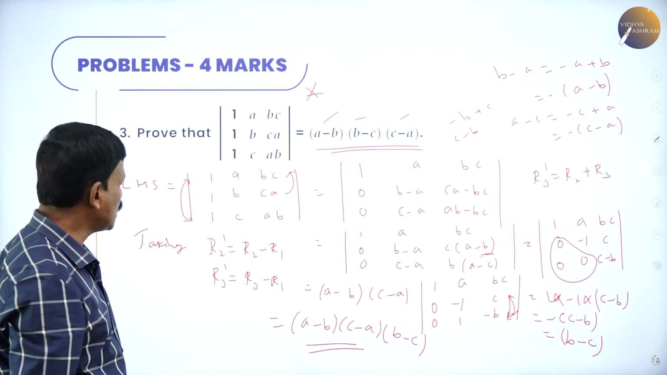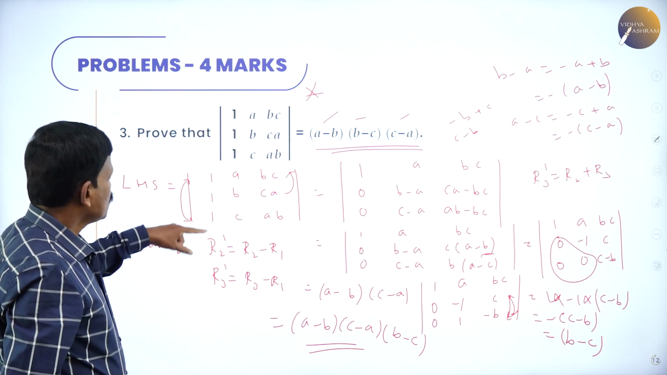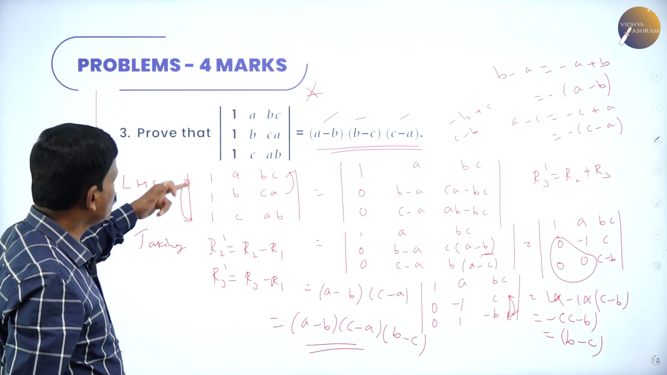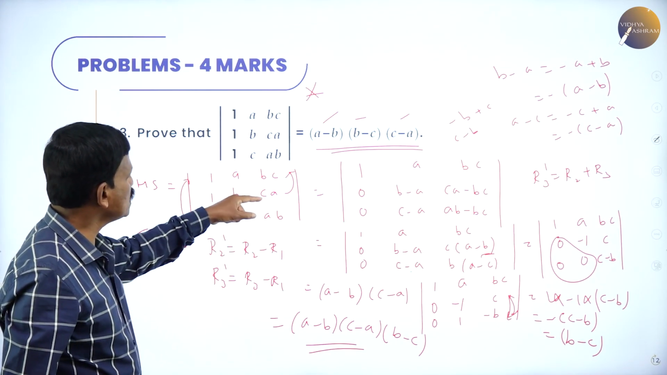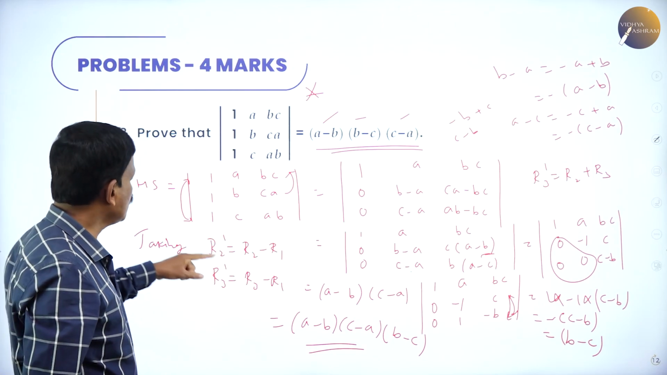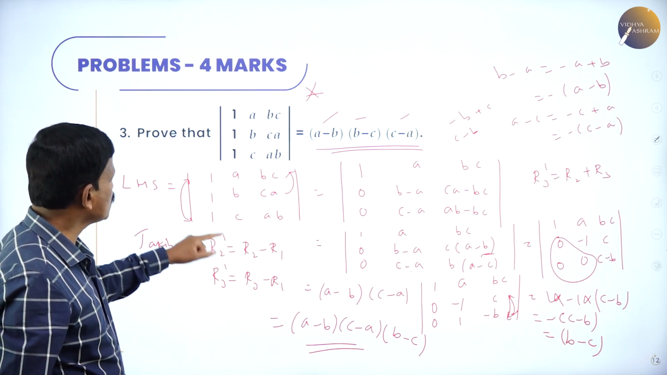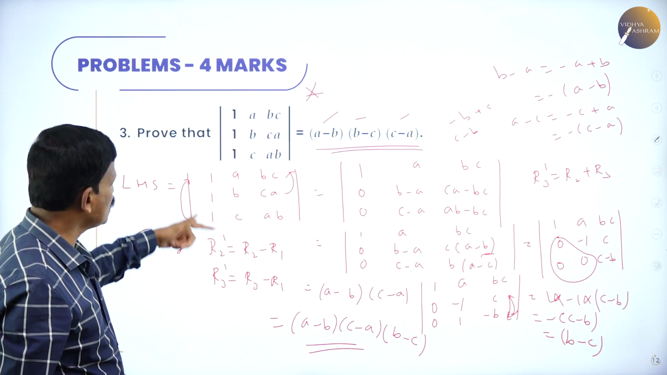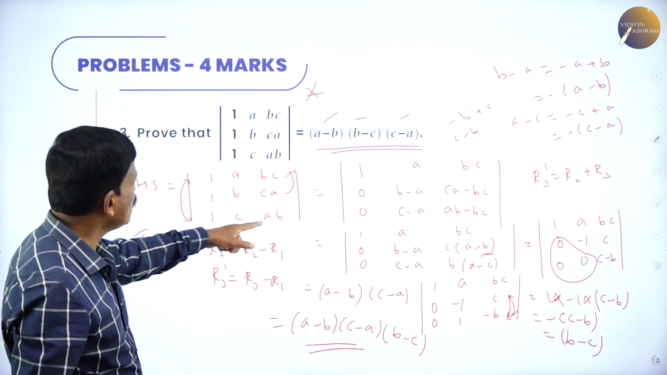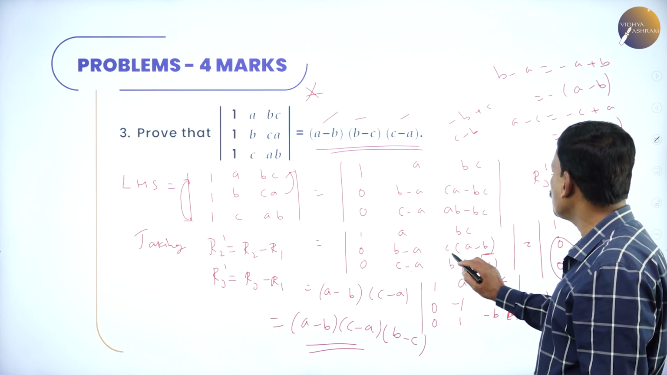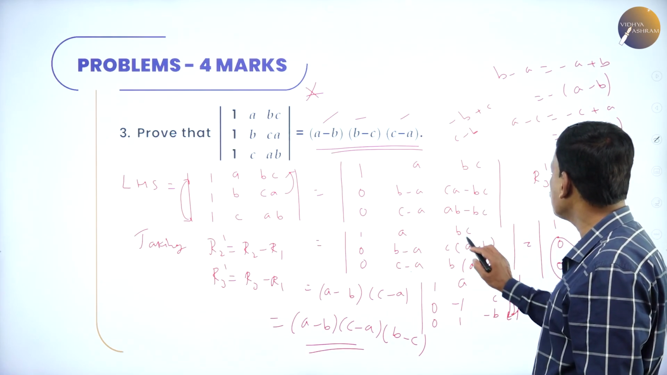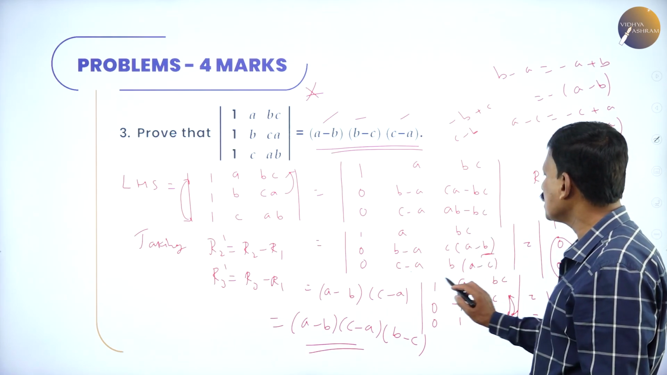Listen, I will explain once again. So subtract these two. R2 dash is equal to R2 minus R1. 1 minus 1 is 0. B minus A, C A minus BC. Again, R3 dash is equal to R3 minus R1. This minus this. 1 minus 1, 0. C minus A and AB minus BC. So here CA minus BC, you can remove C as the common factor, A minus B. Here B is the common factor, A minus C.